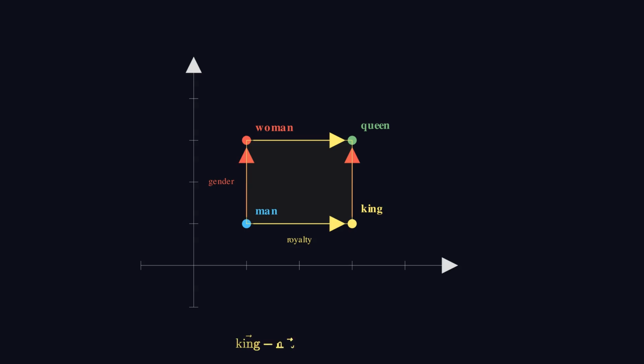Similar words are close together. Happy, joyful, glad form a cluster. Countries cluster together, verbs cluster together. But the most stunning property is that relationships become directions. The vector from man to woman captures the concept of gender. The vector from Paris to France captures the concept of capital of.